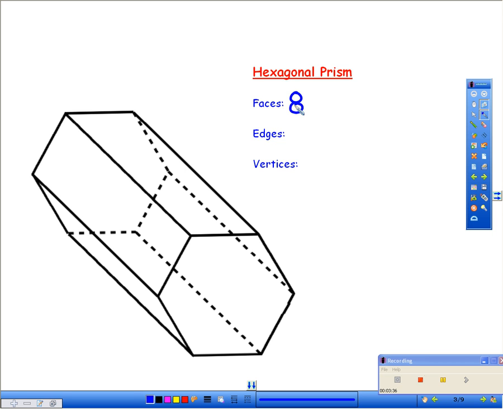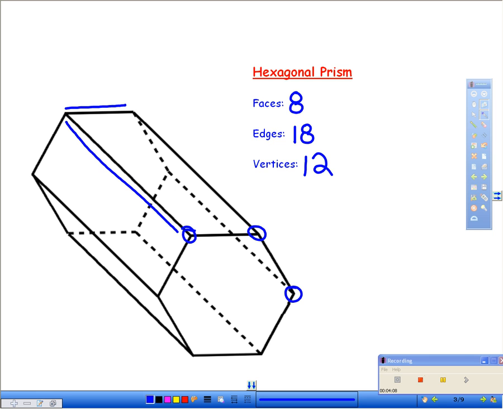Edges. How many edges can you find? Remember, this is an edge right here. This is one going down here. I found a total of 18 edges. And how many vertices can you find now? This is one right here. There's one. And there's one. Hopefully you found 12.